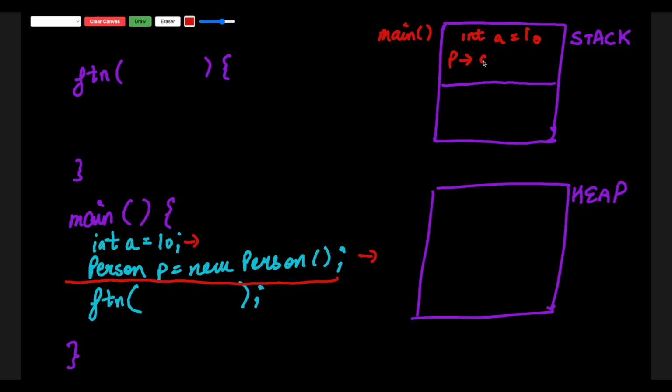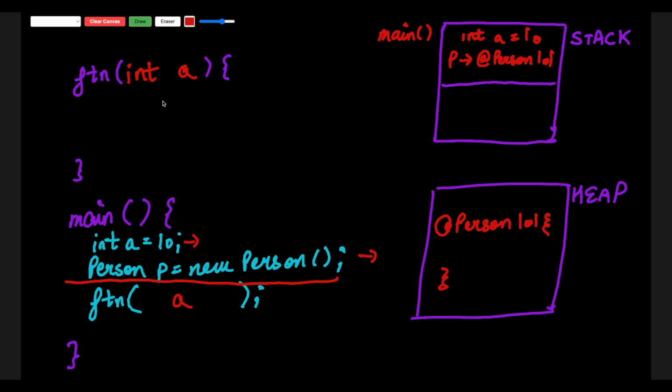That has a reference to a person object, and this person object is stored in the heap memory. So this is how our stack and the heap memory will look like. Now first of all, let's pass the primitive data type inside the function. So I have passed a in this particular function and I have received the a over here.